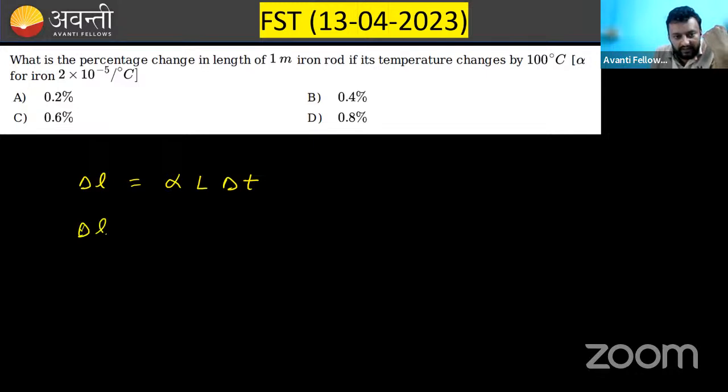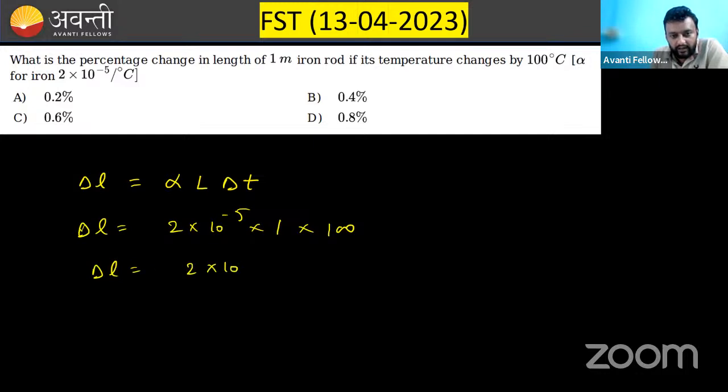Change in length delta L is equal to alpha L delta T. Alpha is 2 into 10 raised to the power minus 5. Length is 1 meter. Temperature change is 100 degrees. So delta L is equal to 2 into 10 raised to the power minus 3. This is the change in the length.